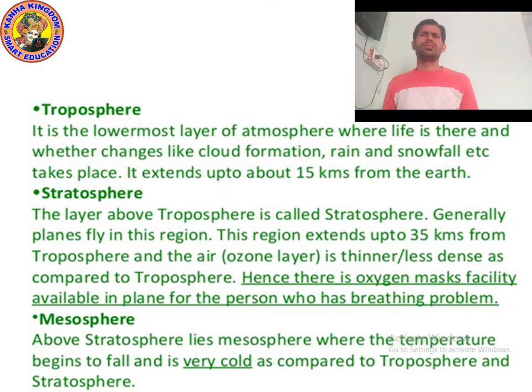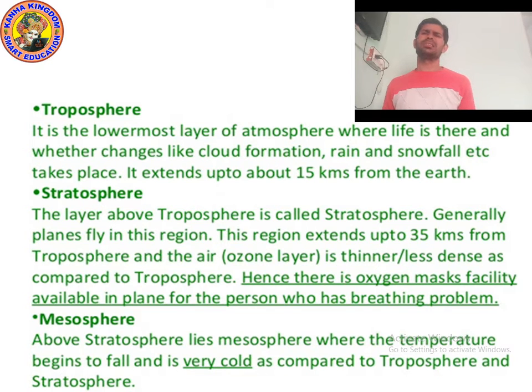So remember, why is the oxygen mask facility available in the plane? Because in the stratosphere the air is thinner, that's why it's difficult to breathe. That's why there is oxygen mask facility available in the plane for the person who has breathing problem. So stratosphere, the layer above the troposphere is called stratosphere.